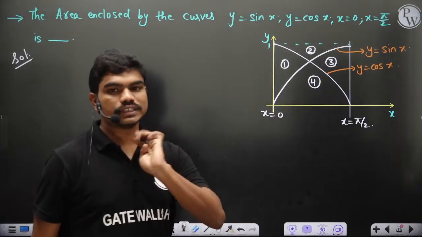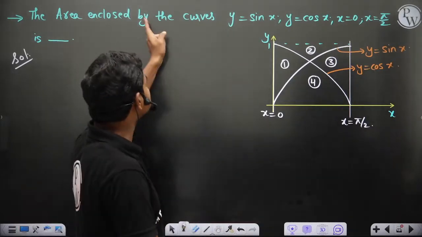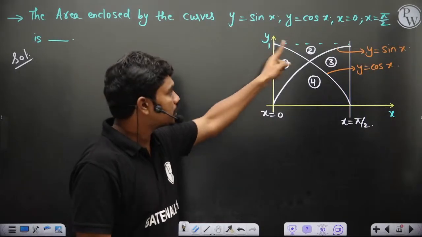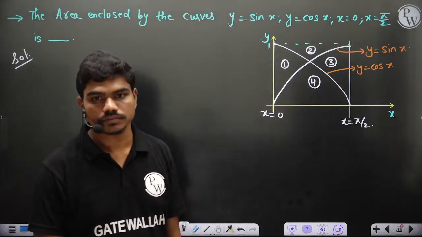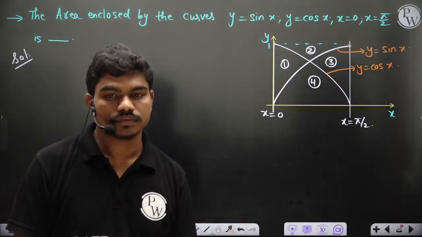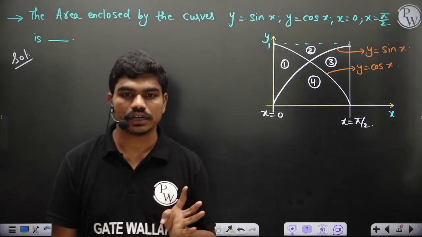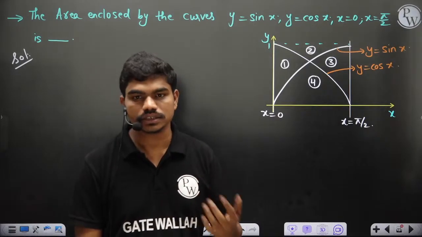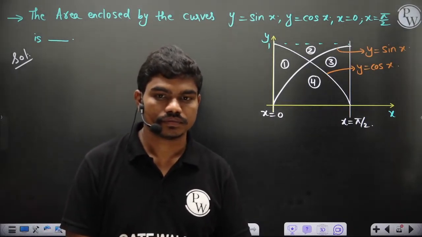Now, out of these 4 regions, can someone tell me which regions I should consider? If I want to calculate the area enclosed by those curves between x equal to 0 and x equal to pi by 2, out of these 4 regions, which regions should I consider? I have written 1, 2, 3, 4. I have to consider 4. Okay, maybe 4. Okay, still any other answers that someone wants to mention? 4.